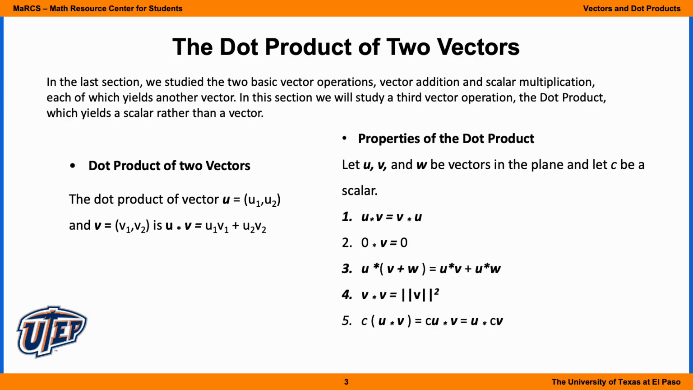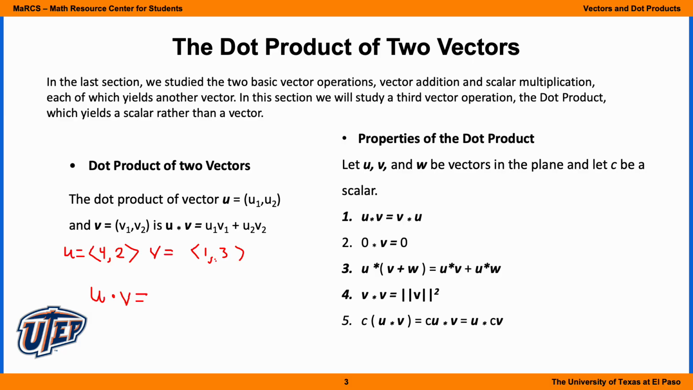So for the dot product of two vectors, if we're given the vector u with components u1 and u2, and the vector v with components v1 and v2, then the dot product u dot v is equal to u1 times v1 plus u2 times v2. So we multiply the corresponding components and then we sum them.